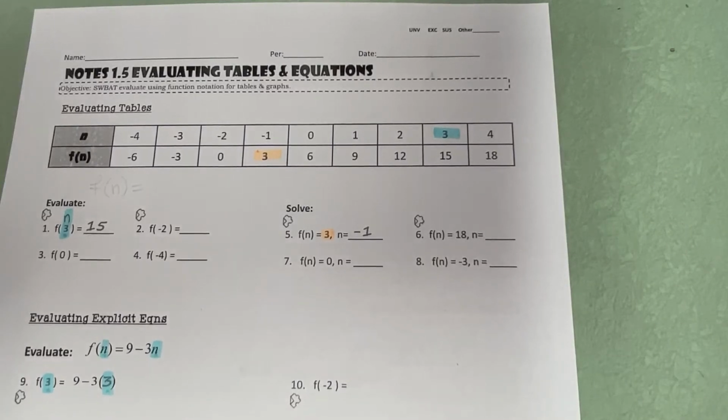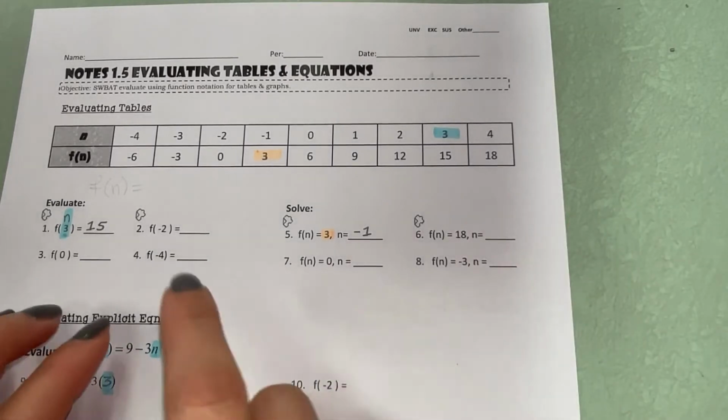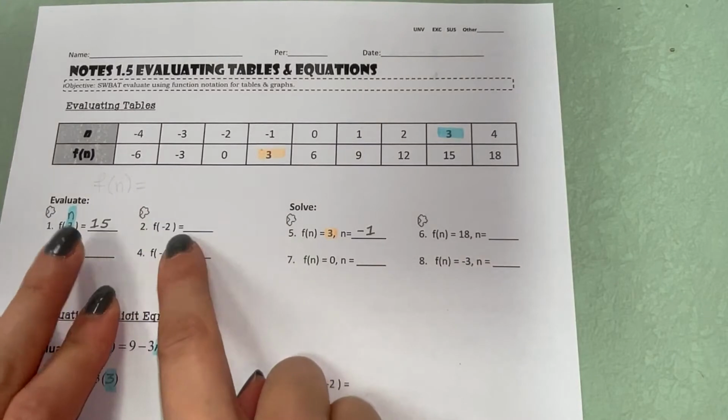All right, so today's notes is 1.5, evaluating tables and equations. So first we're going to evaluate a table. So we're going to start with this side here. We're going to do these two examples.